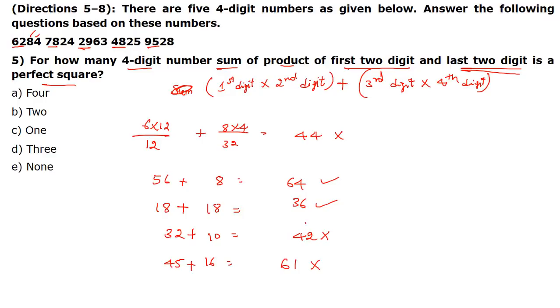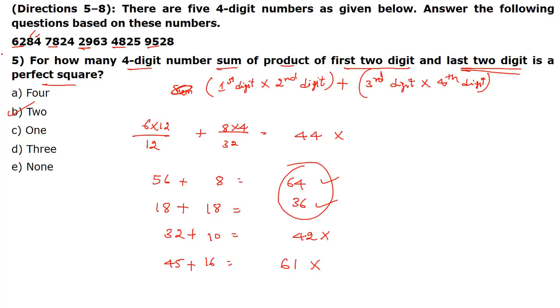So therefore our answer is that only two numbers are perfect squares when we take the sum of the product of the first 2 digits and the product of the last 2 digits. So therefore 2 is the answer. That is nothing but option B in this case. I hope you got it.